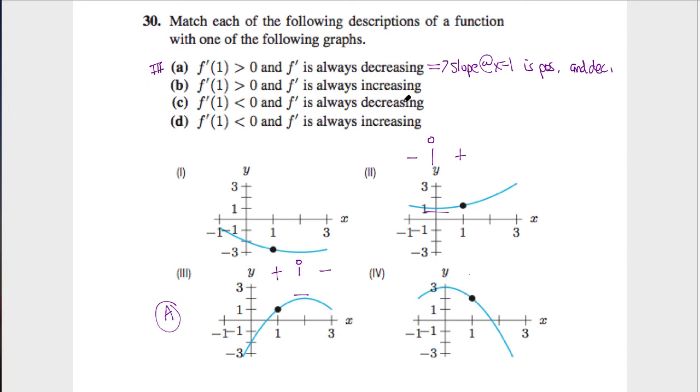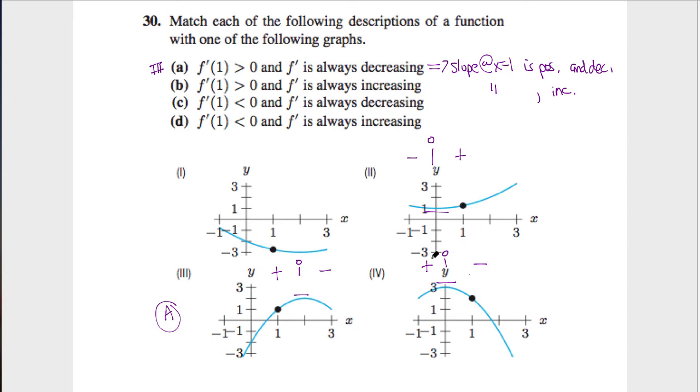Now, moving on. B says f prime of 1 is greater than 0. So it's the same thing for the slope, except that now it's increasing. So if we know that this is A, there's a good chance that number 4 is B. So let's double check. So about right here at the origin, we have a slope of 0. To the left of that, we have a positive slope, and to the right, we have a negative slope. So this seems to be always decreasing again, because our slope is positive and getting more and more negative, even though our slope at x equals 1 is negative. That doesn't seem to help at all.